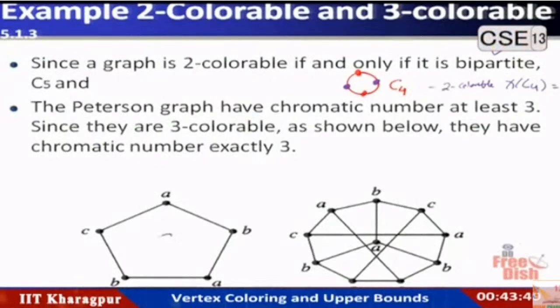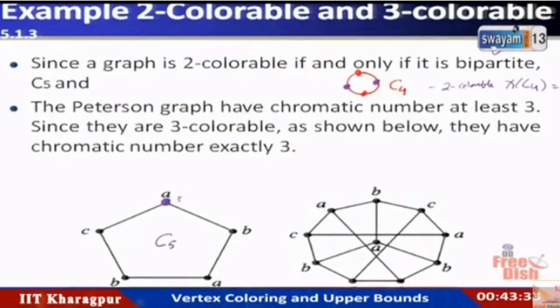Now this is a C5 graph. Let us start the coloring and see whether it can be colored with 2 different colors. Let us color it with this color. These 2 adjacent nodes cannot receive this particular color 1.